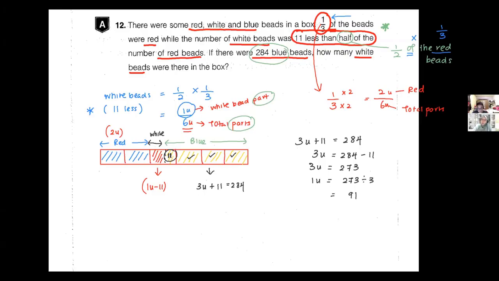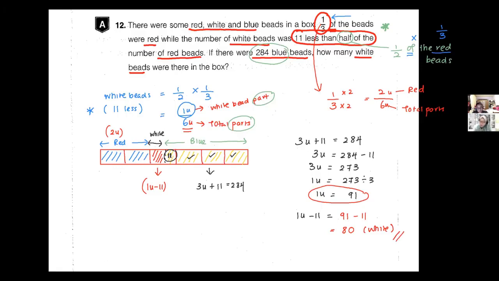I do not stop there because I want to know how many white beads there were. White beads is 1 unit minus 11, and this is my 1 unit. So it's 91 minus 11. I get 80 white beads. Answer. Okay, clear?